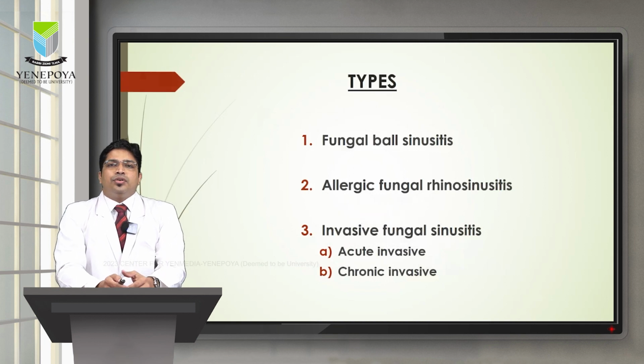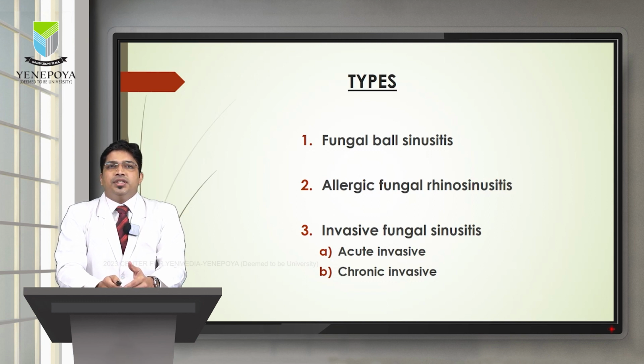There are 4 varieties of fungal rhinosinusitis. To begin with, we have fungal ball sinusitis. The second one is allergic fungal rhinosinusitis. The third one is invasive fungal sinusitis, amongst which we have 2 subcategories, which are acute invasive and chronic invasive forms. Out of these 4, the acute invasive form is the one which was infamous as the black fungus and which was the more dreaded and rapidly progressive form of fungal sinusitis, which was fatal for many patients.